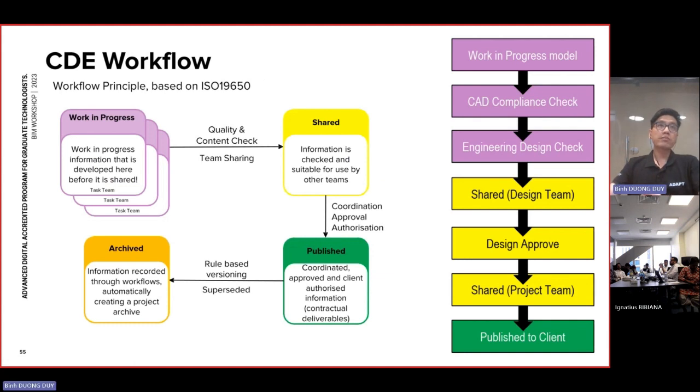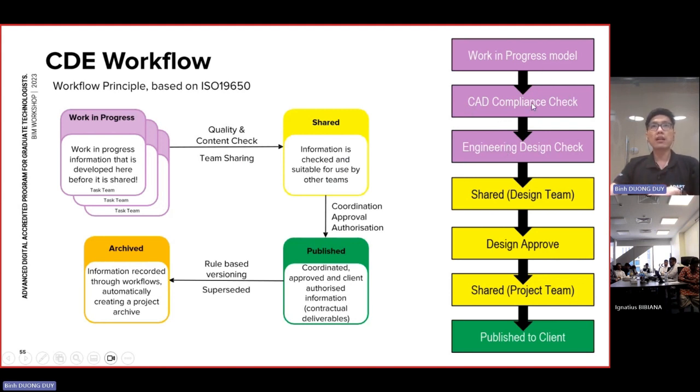In ISO 19650, they also mention one more space for archive. This is for recording. For every design stage, we need to have one space for recording after the stage closes. The whole process of ISO 19650 is a similar thing. We have two layers of checking for every stage. From the work in progress, we have two layers.